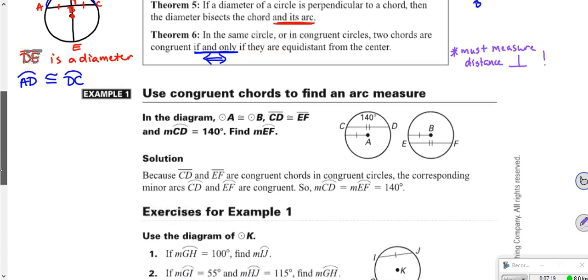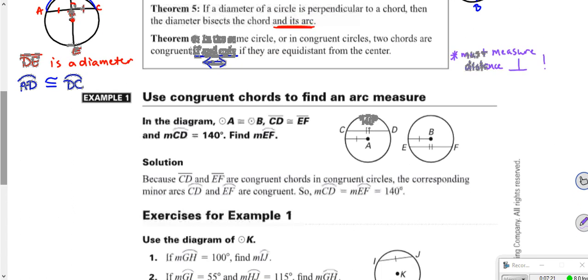So let's look at example 1 here. In the diagram, circle A is congruent to circle B. Chord CD is congruent to chord EF. You can see that marked there with the double. Okay, these are congruent. All right. And measure of arc CD, that's this measure, okay, is 140. So find the measure of arc EF.